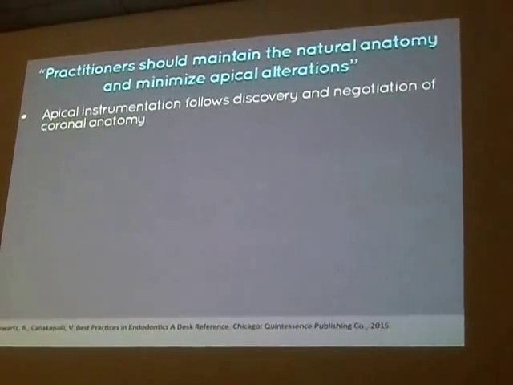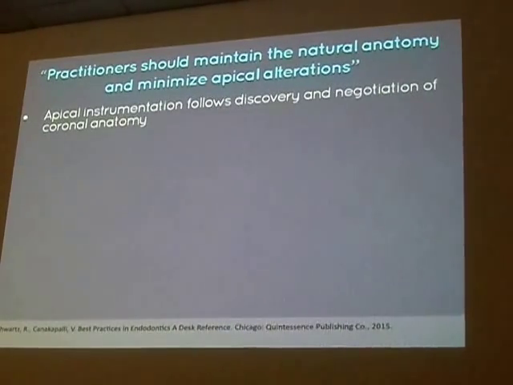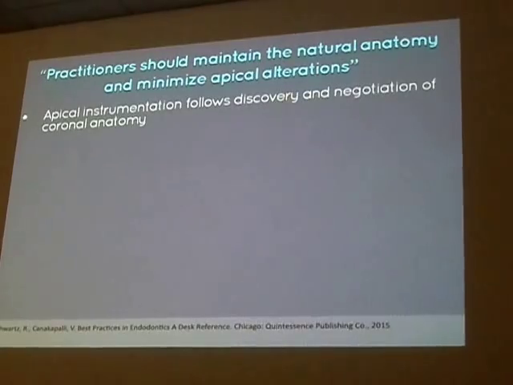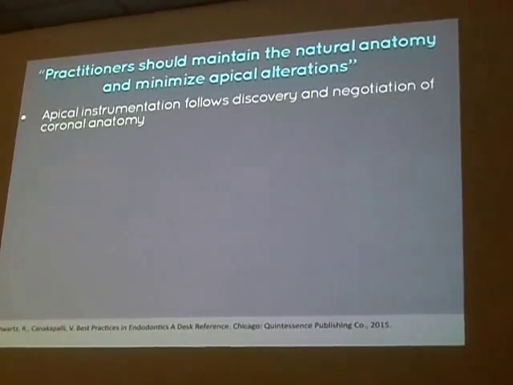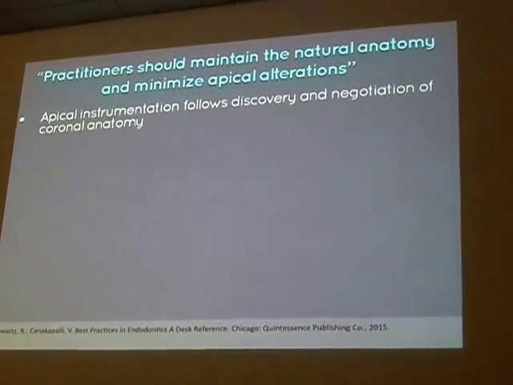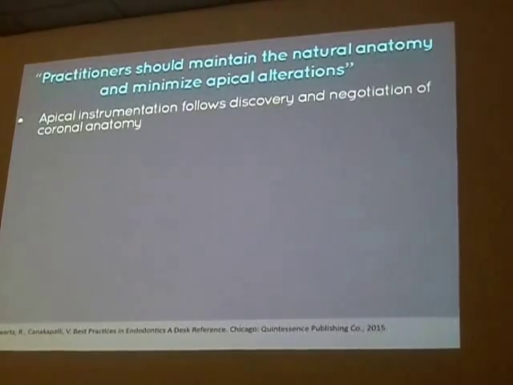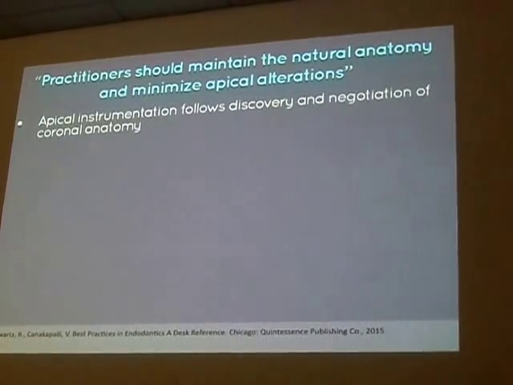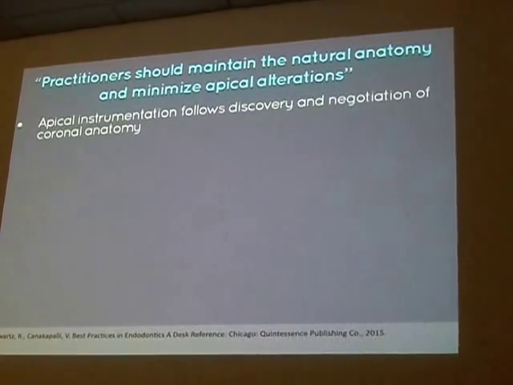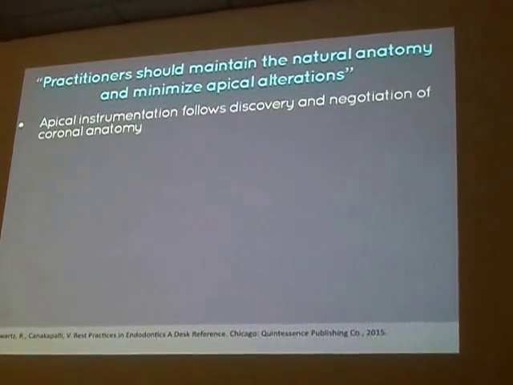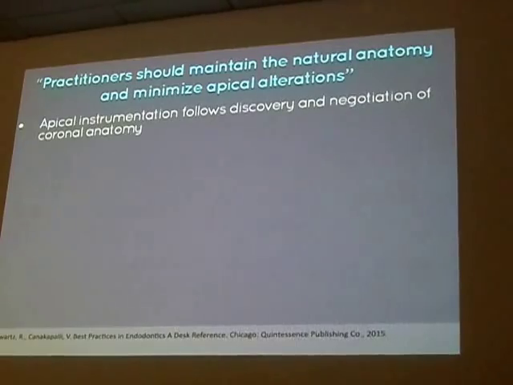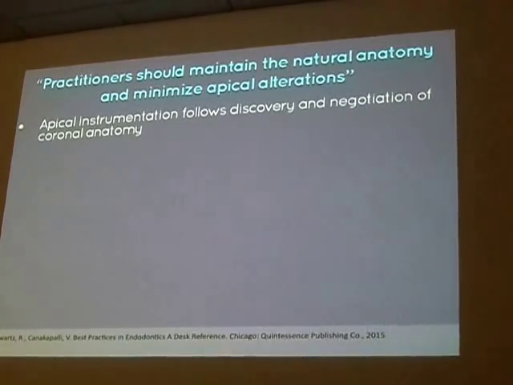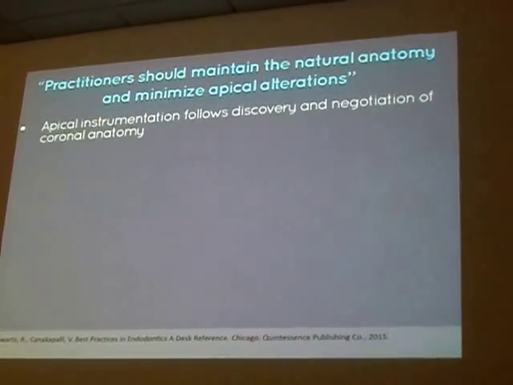So in this book, Best Practices in Endodontics, sort of shifting back to the idea of minimally invasive endodontics or strategic dentin conservation, first what they say is that we need to have apical instrumentation that follows discovery and negotiation of coronal anatomy. So sort of as I mentioned before, opening up the coronal aspect of the tooth in order to understand the anatomy of the apex.